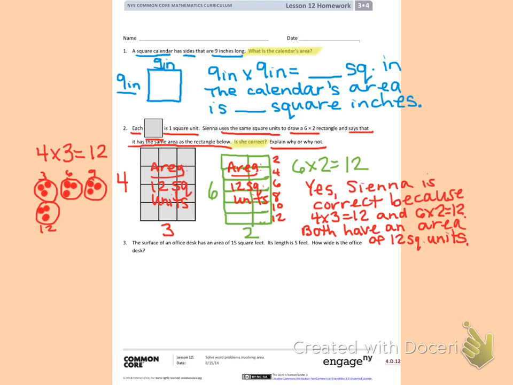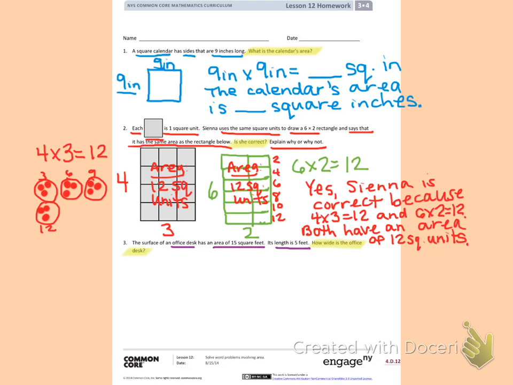Now let's look at item 3. The surface of an office desk has an area of 15 square feet. Its length is 5 feet. How wide is the office desk? Let's go ahead and underline the important details. Office desk, area 15 square feet. Length is 5 feet. Now we'll highlight the question. How wide is the office desk?